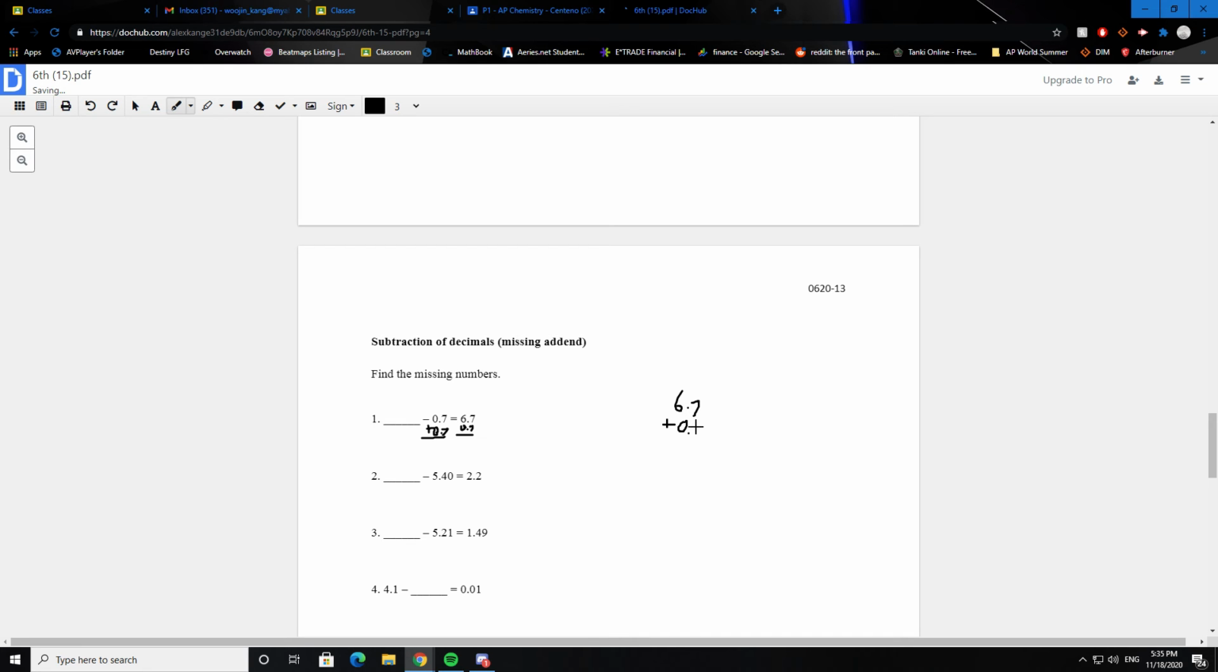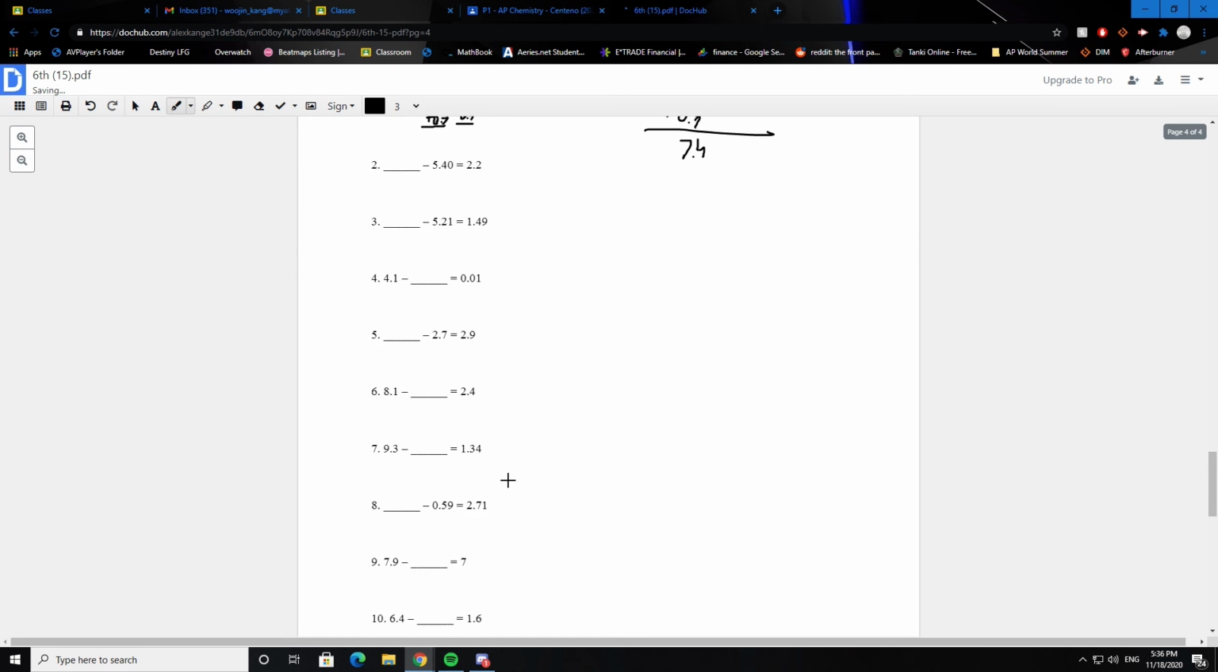Okay, match the decimal. All you gotta do is this. And just treat it like regular addition. 7 plus 7 is 14. Bring the 1 over. 6 plus 1 is 7. And just bring the decimal down. 7.4 is your answer. And again, you just do it for all of these.